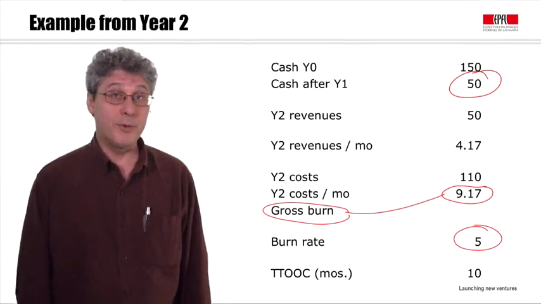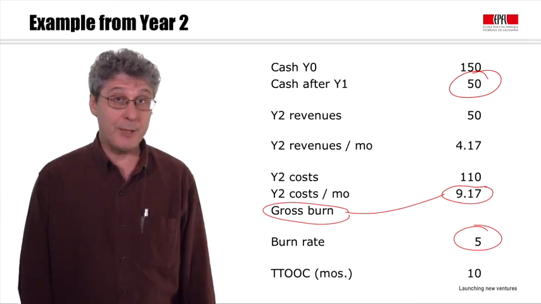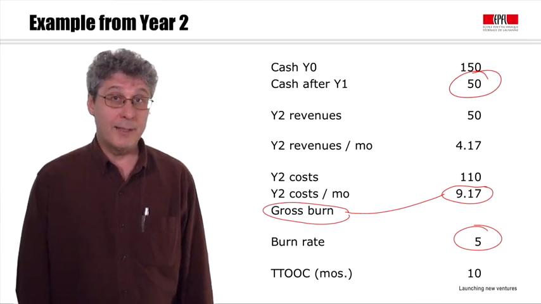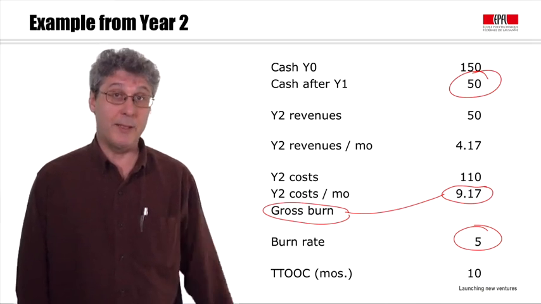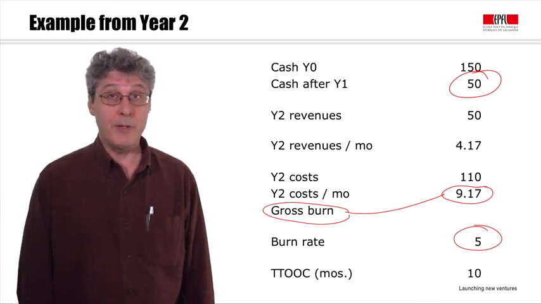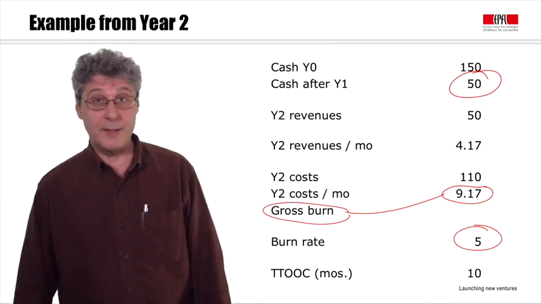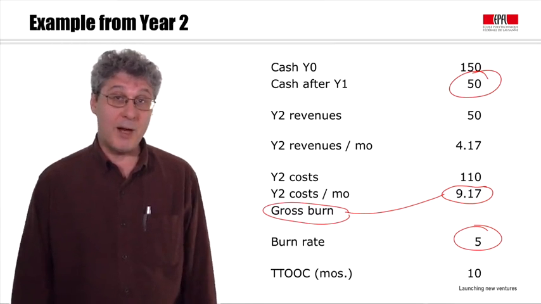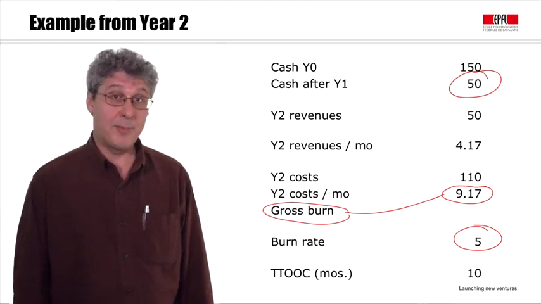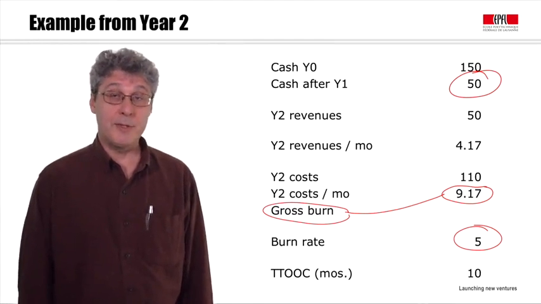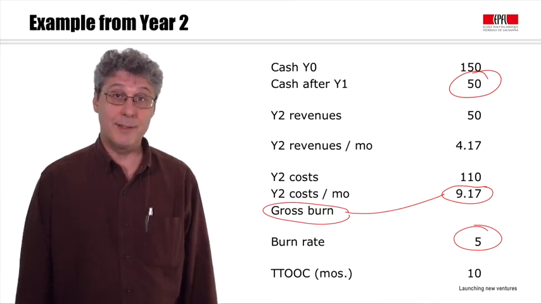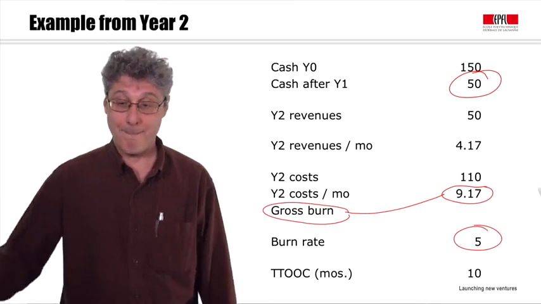And therefore, what we will do is look at how much cash we have on hand at the end of the first year, the beginning of the second year, and now we know that we have 50, and we're going to spend, on average, 5 per month, roughly. So that means we have 10 months until we run out of cash.